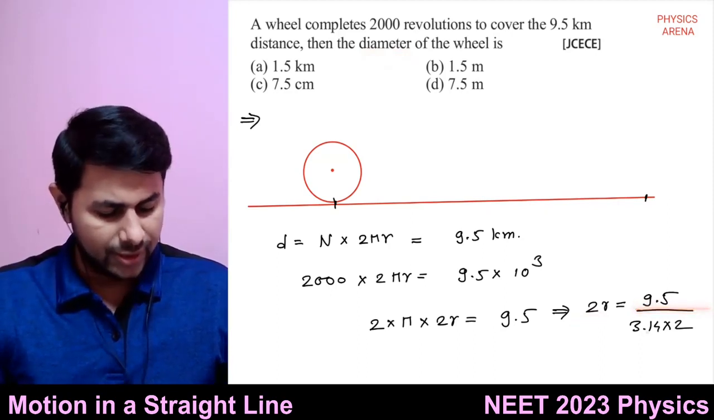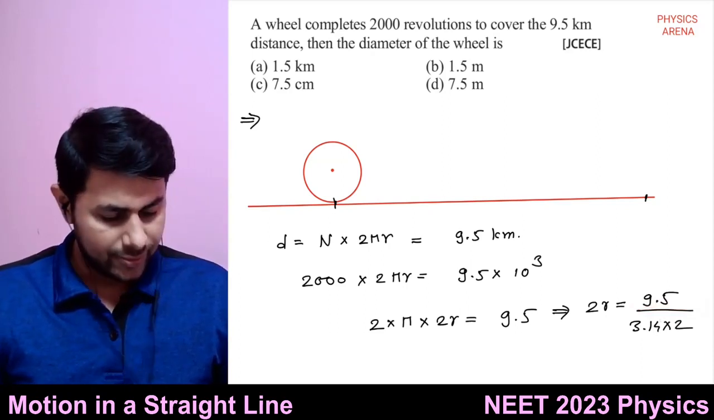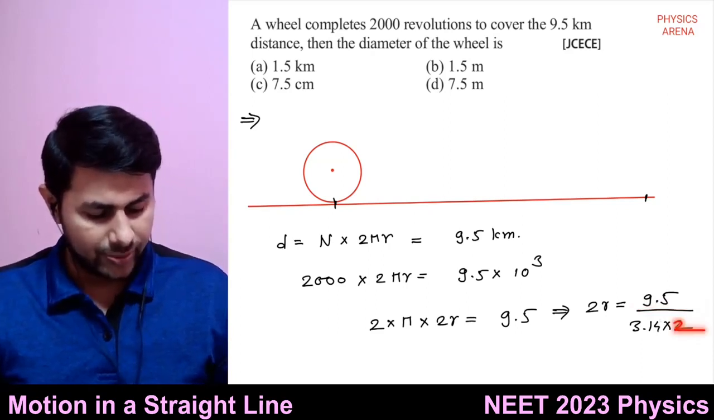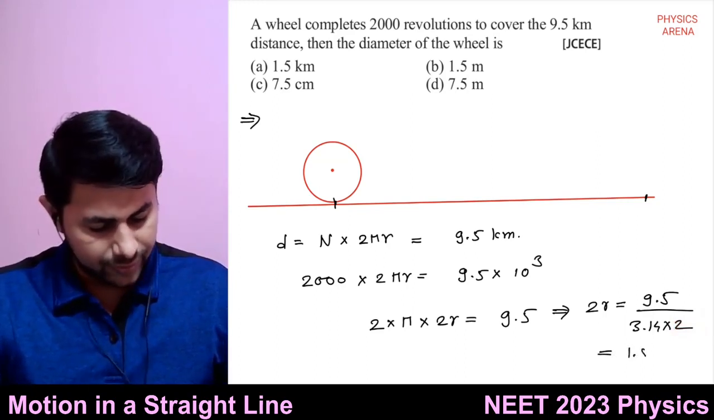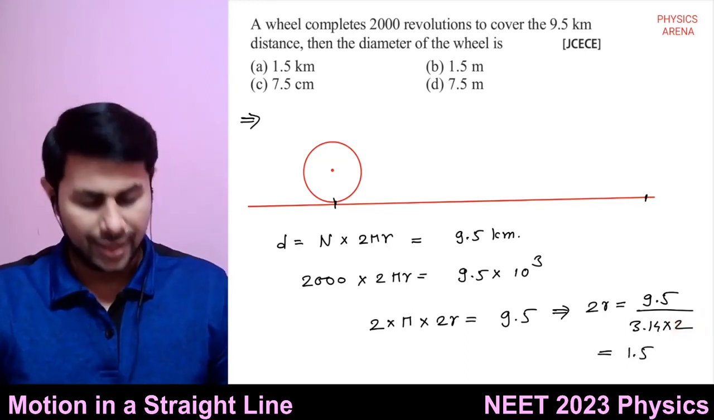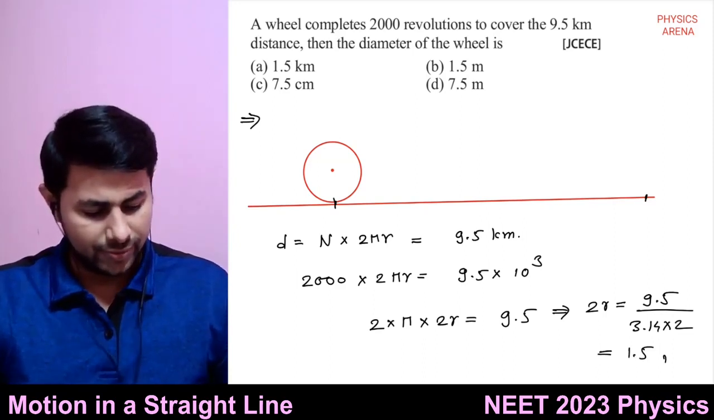9.5 divided by 3.14, which is around 3. 3 divided by 2 is equal to 1.5, right? So 1.5 meters is the answer. This is the diameter.